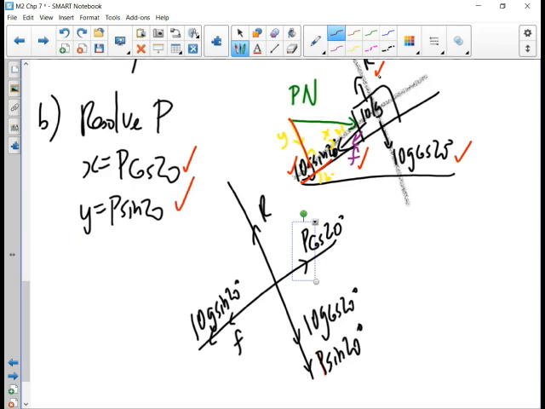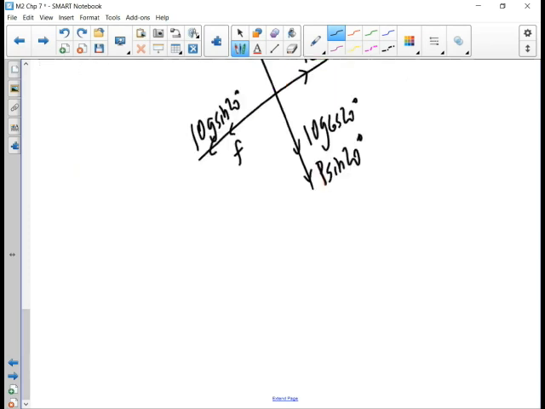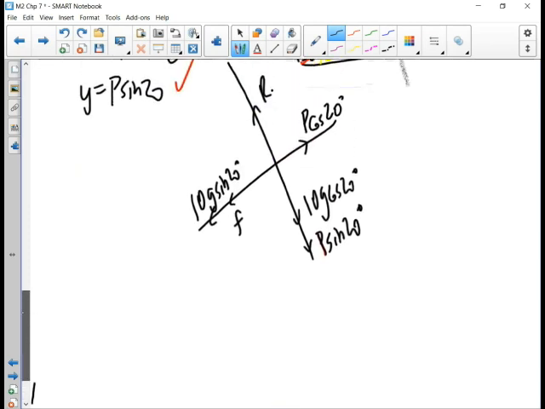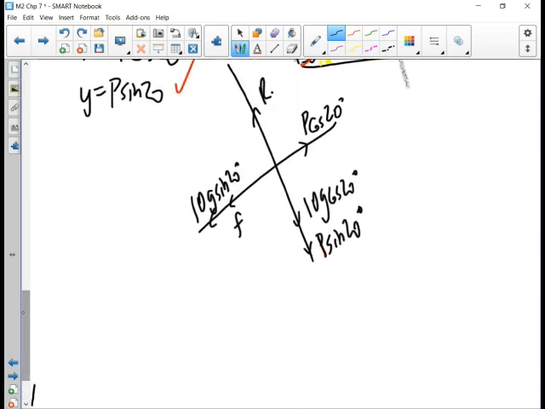Let me just count again. 1, 2, 3, 4, and then P makes 2, 5, 6. Yep, 6 forces on the force diagram. We're all completed. Next step, upward force equals downward force. And so on the y-axis, you can say up equals down. So R equals 10g cos 20 plus P sin 20.